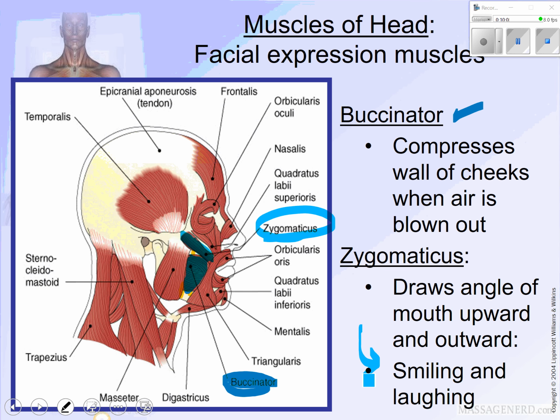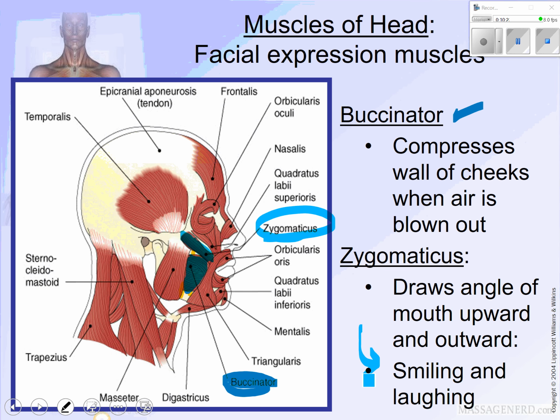So this is an easy one to put down as an example because it's named after the bone that the origin of the muscle is attached to. So the origin is the zygomatic bone, and the insertion is the orbicularis oris.